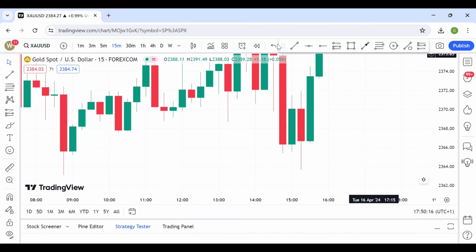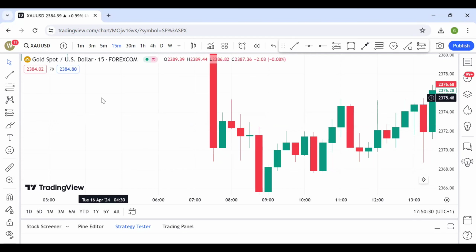Now, a shooting star is a single candlestick pattern that forms in an uptrend. Okay, it is forming in an uptrend. So this one is not in an uptrend, but this is a good example of a shooting star. So look for the one that appears in an uptrend. The candlestick can mark the top. Okay, and you can see the top here, the wick.